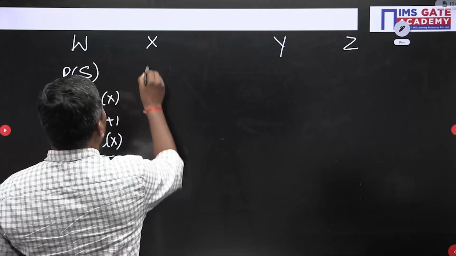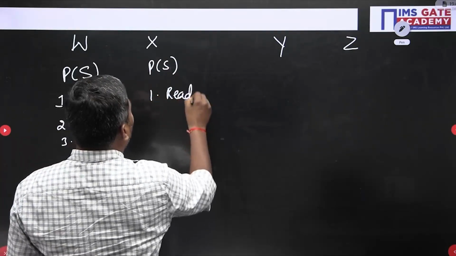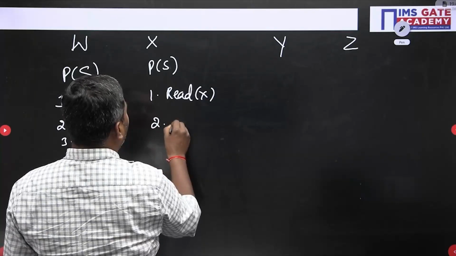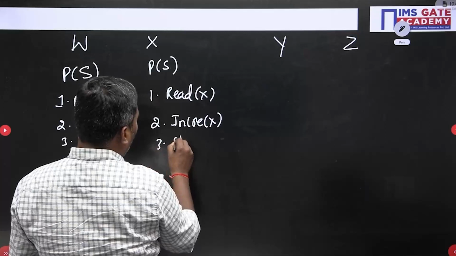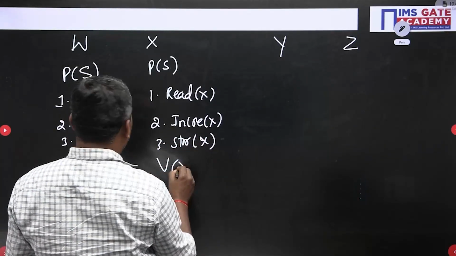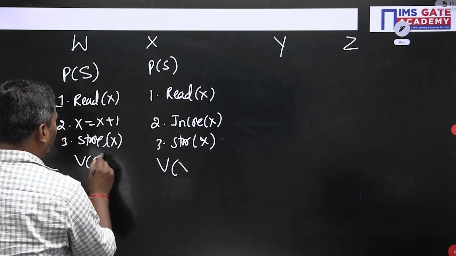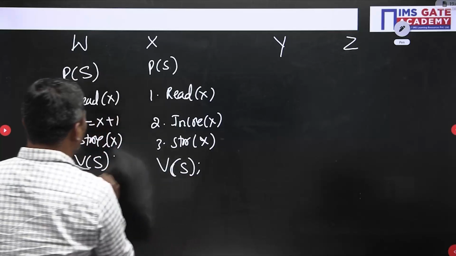This one is the same thing. P of S, then you read X, increment the X value, and store this X value in memory. In short form I am writing it like that. Then V of which operation? V of S. This is the code.